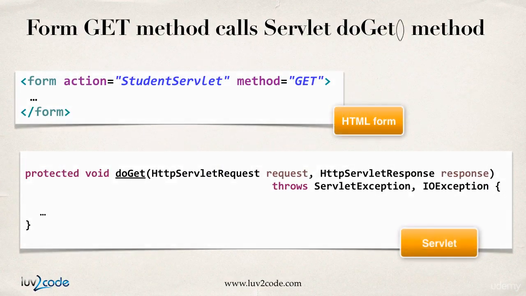Now, the one thing that's different or unique that I want to point out here is that since this form is going to send the data using method equals get, this actually calls the doGet method in your servlet. All right. So method equals get will call the doGet method in your servlet. So you have to make sure that you override the appropriate handler method, or make sure you override the doGet method.